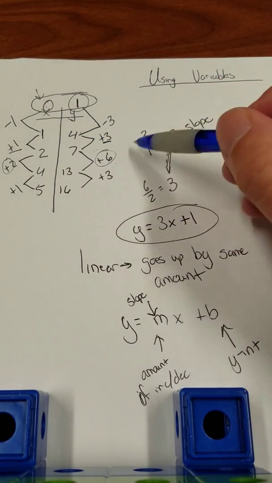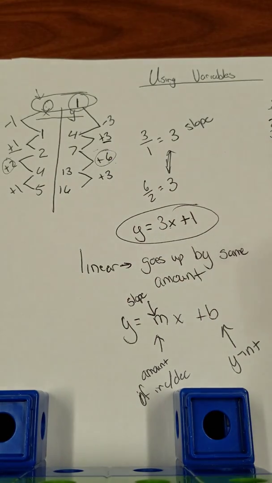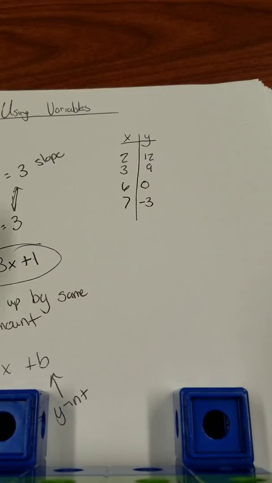So whatever it's increasing by, that's your slope. When x is 0, whatever y is, that is your y-intercept. So 3x plus 1. Let's look at a problem like this. Again, go through, figure out how much it's going up or down by on each side.